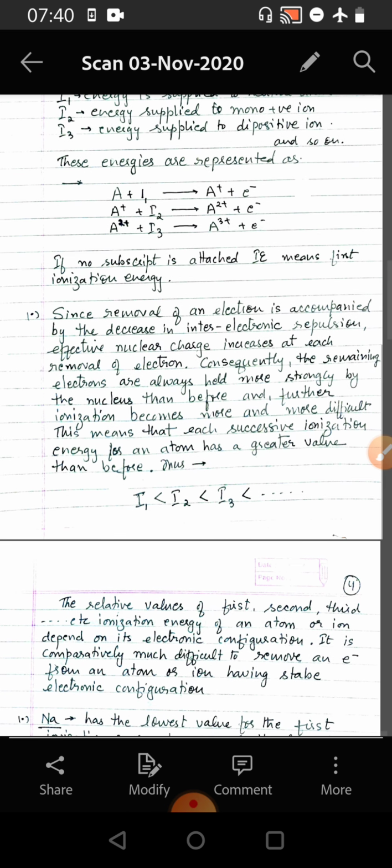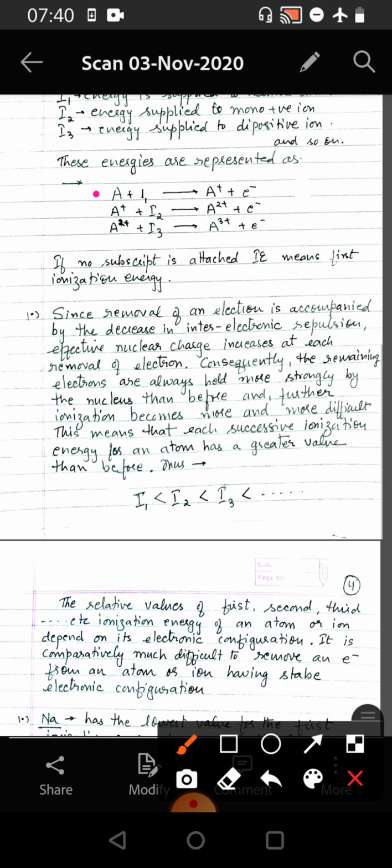These energies are represented as A atom plus I1 is equal to A plus plus electron, A plus plus I2 gives A2 plus plus electron, and A2 plus plus I3 gives A3 plus plus electron. If no subscript is attached to ionization energy, it means that it is the first ionization energy.